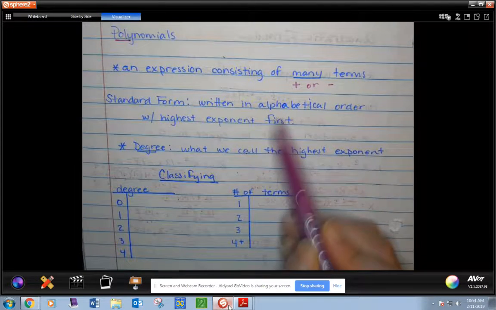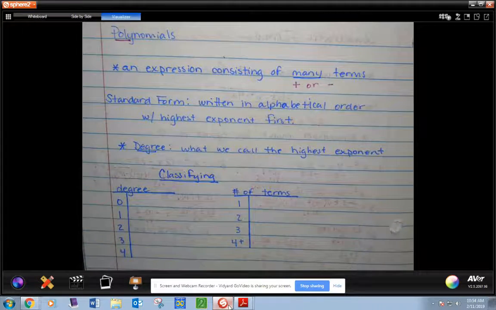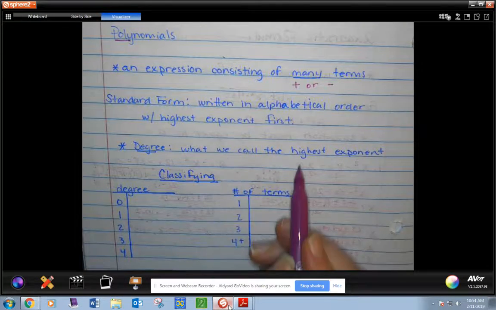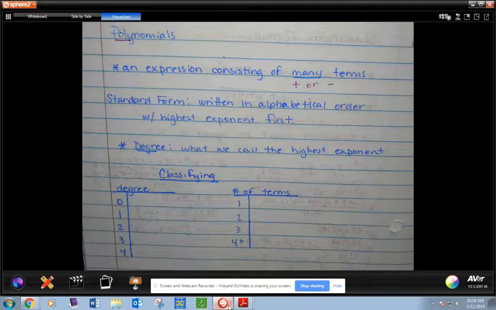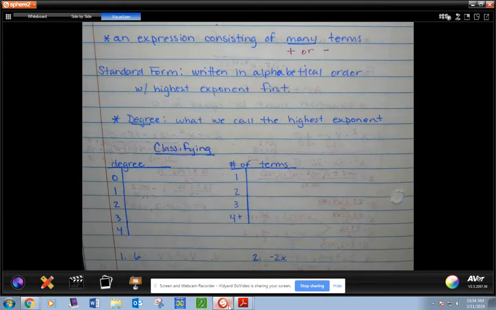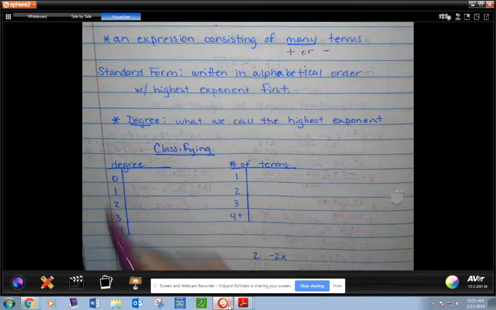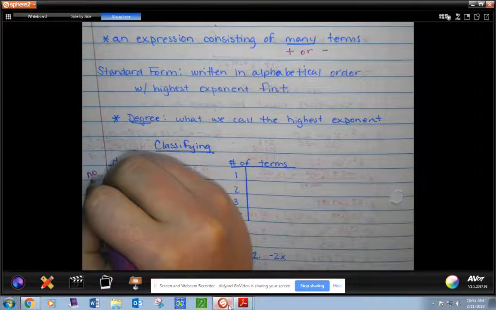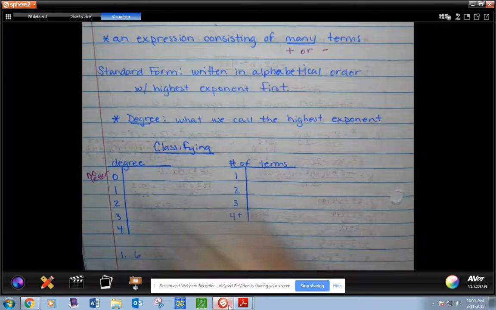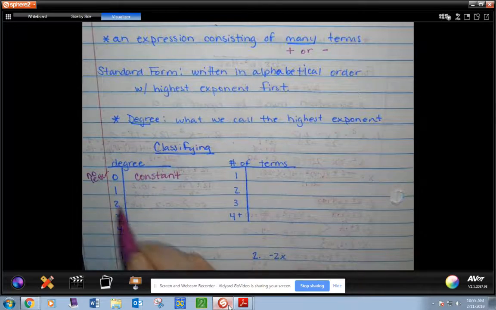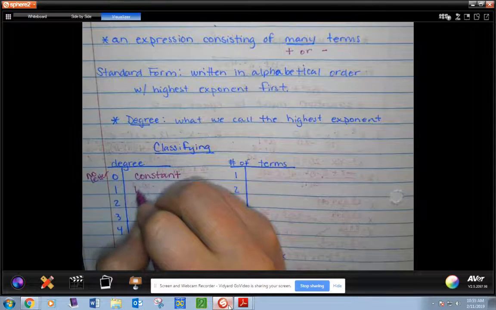Okay, once you have it in standard form, we're going to be classifying it. So you have to look at the degree. The degree is what we call the highest exponent. So in order to classify, you look at two things. Excuse me. So I have these two half tables. We're going to fill them in. Okay, if you have a 0 degree, this means that there is no letter. We call this the constant. Okay, if it is 1 degree, we call it linear.